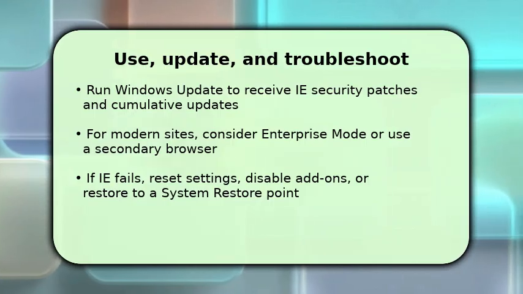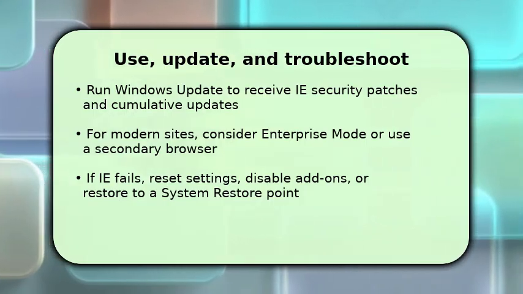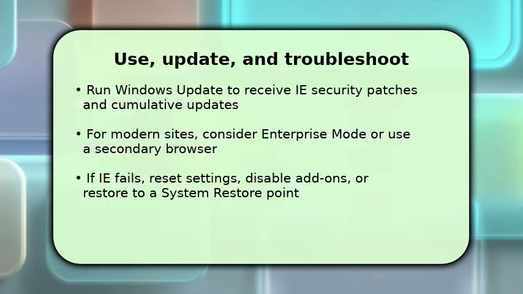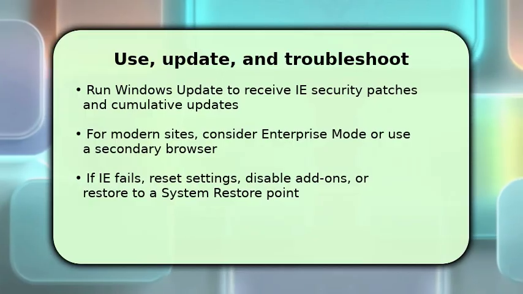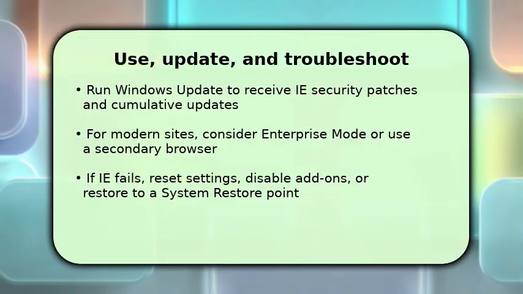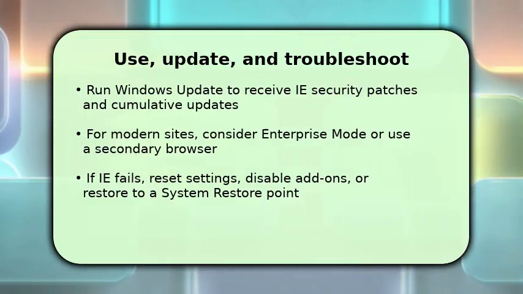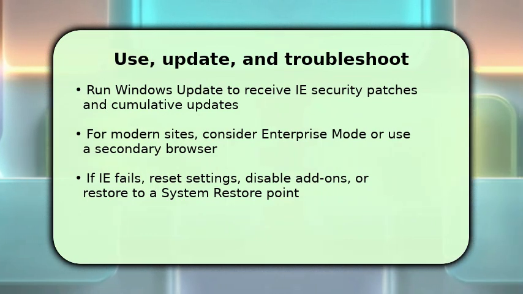If Internet Explorer crashes or renders pages incorrectly, reset Internet Options, disable add-ons selectively, and if necessary, restore the PC to a recent system restore point. This single troubleshooting tip often recovers a broken IE setup.